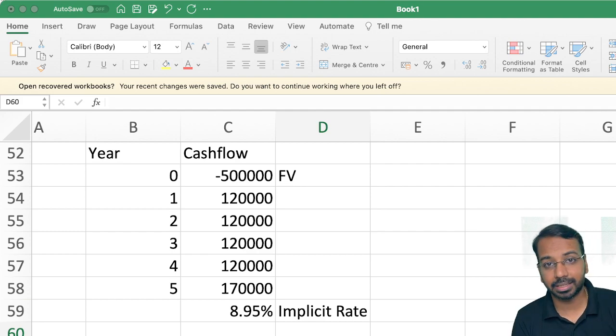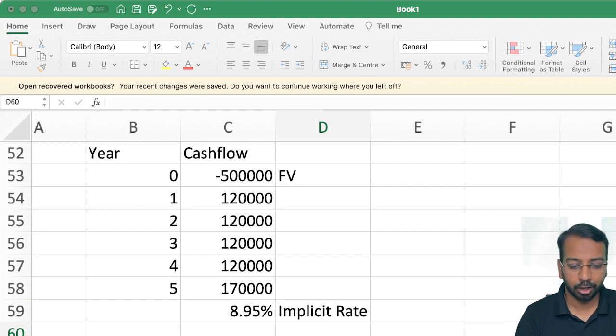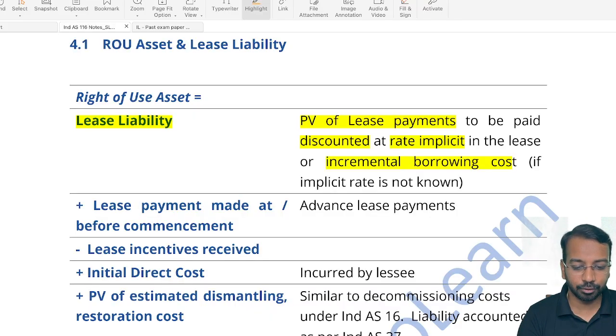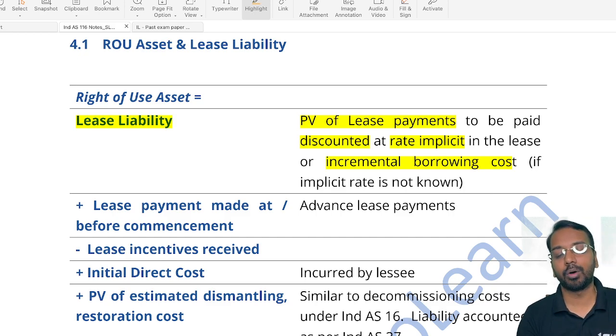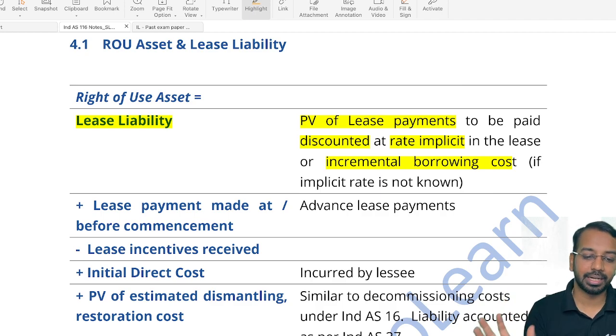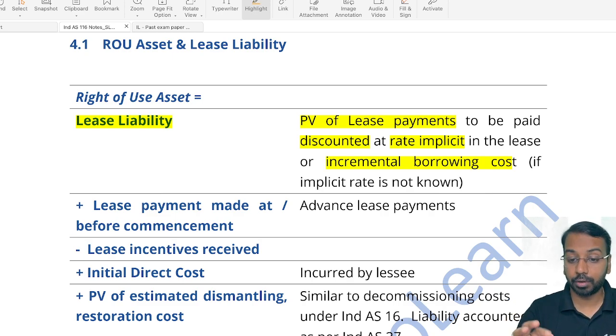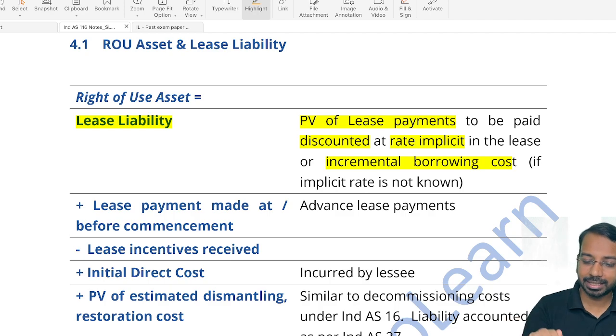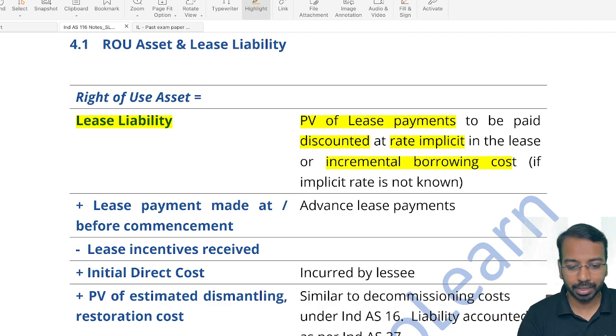So you as a lessee, when you have to do the accounting for it, what you will do is present value calculated at the rate implicit or incremental borrowing cost. Period will be the lease term. That is the first part. So lease liability is equal to the present value of lease payments to be paid, discounted at the rate implicit. Now please remember, in this I included 50,000 at the end.